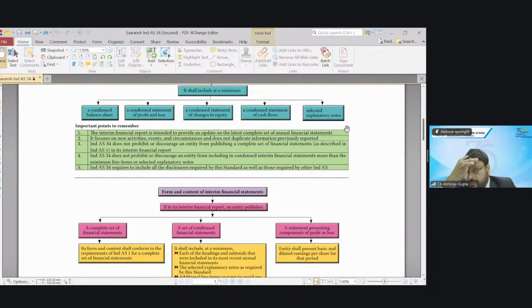So it focuses on all the new activities, new events, new circumstances that do not duplicate the information which was already previously reported in the previous quarter results or the previous annual report, right? So the objective is not to flood the quarterly results with unnecessary information or disclosures which have already been made in the annual report, but to disclose all those crucial disclosures which are necessary for the users to know for this quarter related, or in terms of any updates on the previous items which have been reported or disclosed under the annual report, right?